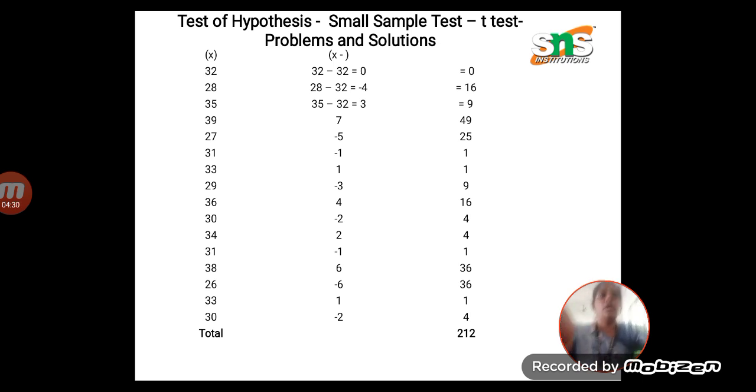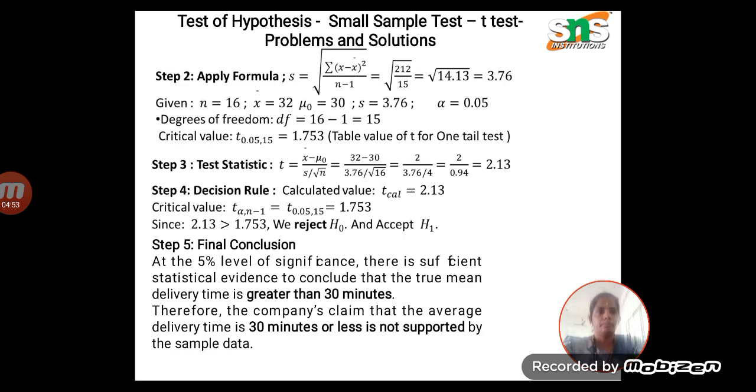If it is not given, then we have to calculate the value by using this formula. X is given, x bar we also know. We just subtract x bar from x and square that value. For example, the first value is 32, 32 minus 32 is 0, so 0 squared is 0. Similarly, we solve this for all the values and we get the sum of squares as 212. So the formula for the standard deviation is the square root of summation x minus x bar the whole square divided by n minus 1. Here n is the number of observations, 16, and 16 minus 1 is 15. That is our degrees of freedom. So I solve it and I get the value as 3.76.